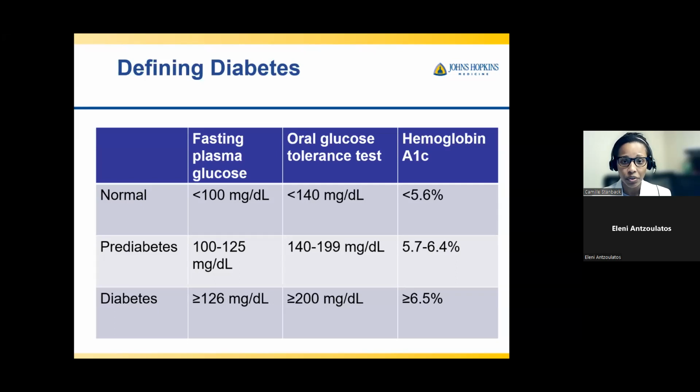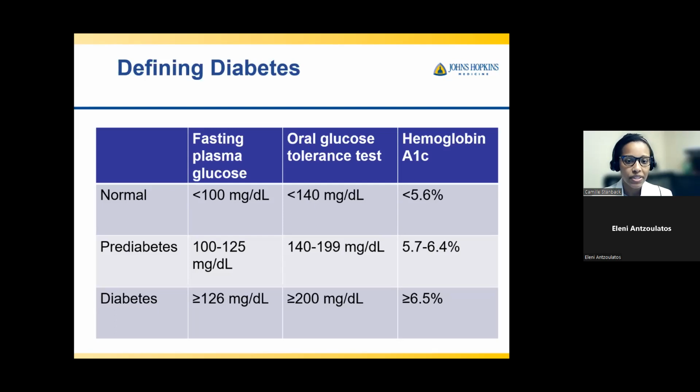It's important to note that one test is not sufficient for the diagnosis of diabetes. The diagnosis must be confirmed either on a subsequent day, repeating the same test, or on the same day using a different test with concordant results. The exception to this is if there are signs or overt symptoms of high blood sugar, confirmatory testing is not needed.